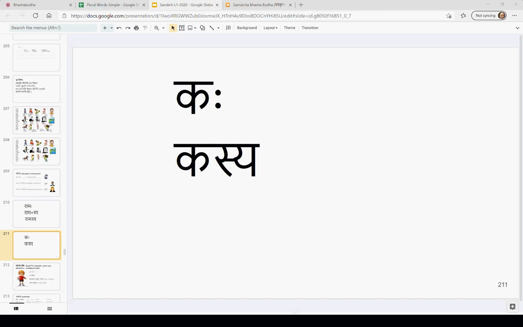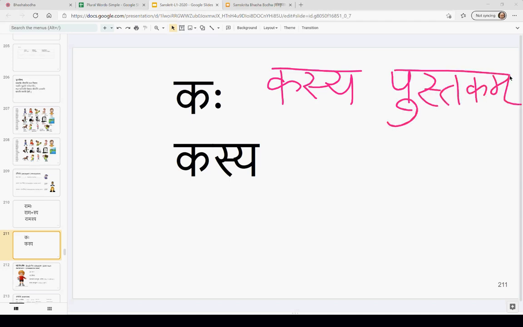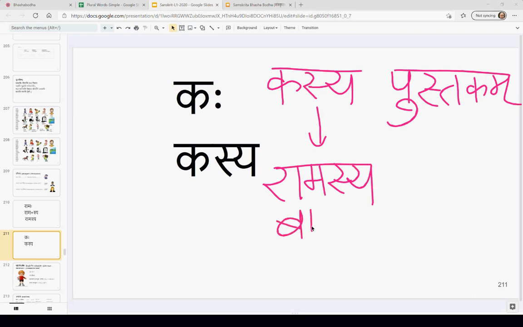For example, kasya pustakam. Can somebody answer this? Kasya pustakam asti. Give some answer using this answer word in shashthi vibhakti. Kasya pustakam asti. Ramasya pustakam asti. Any other example other than Rama? Belongs to a boy. Balakasya pustakam asti. Any other example? Student. Tasya pustakam asti. Tasya is also okay, but we'll see that later.